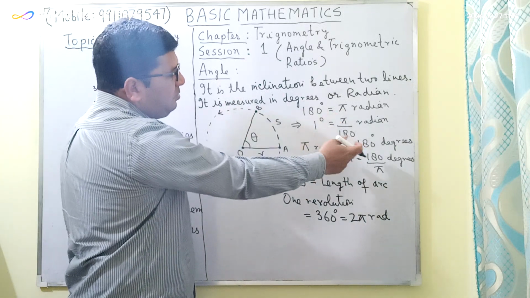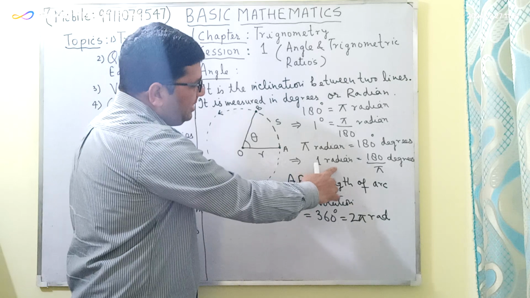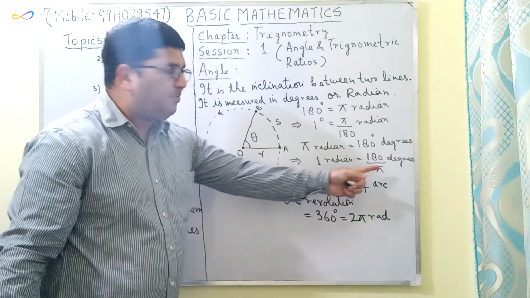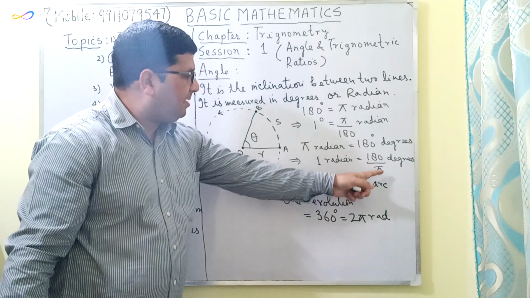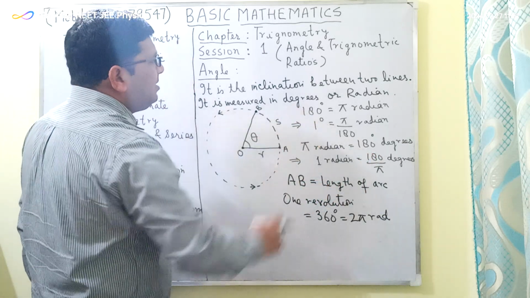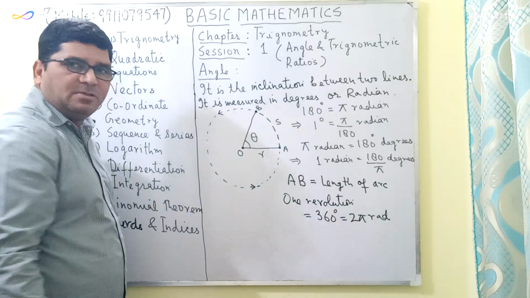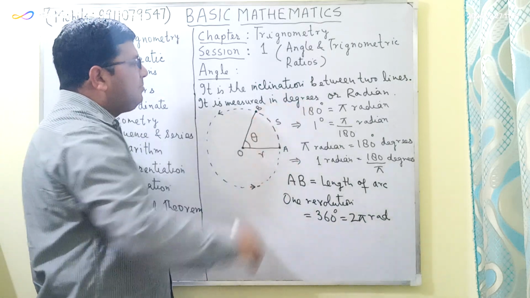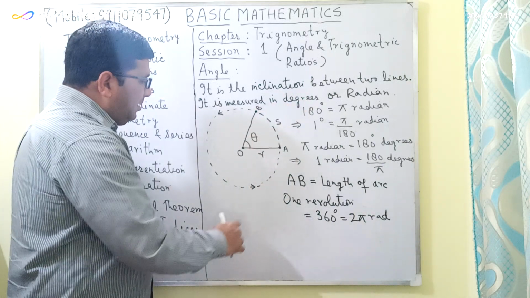Now since pi radians is equal to 180 degrees, therefore 1 radian will be equal to 180 divided by pi degrees. So this is how we can convert degrees into radians, and radians can be converted into degrees.